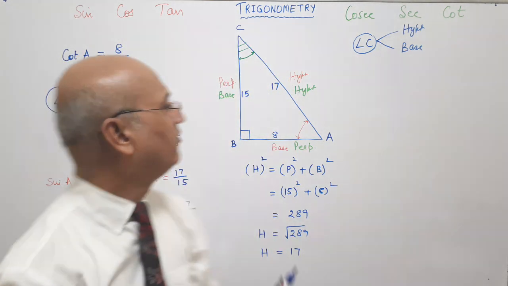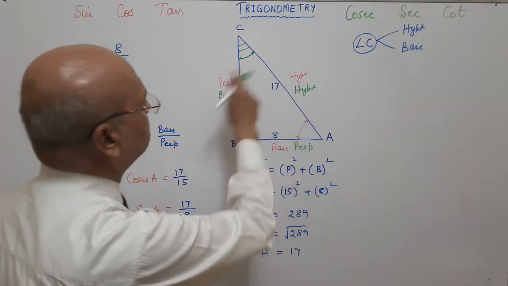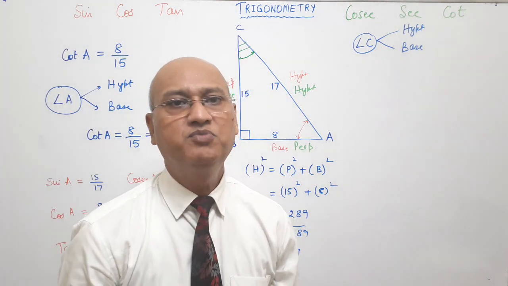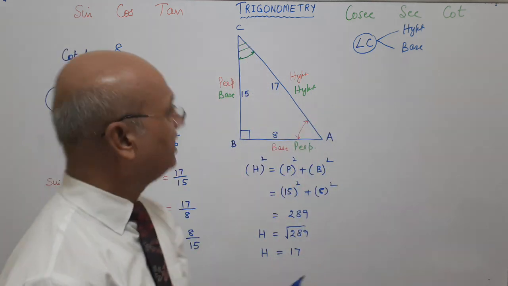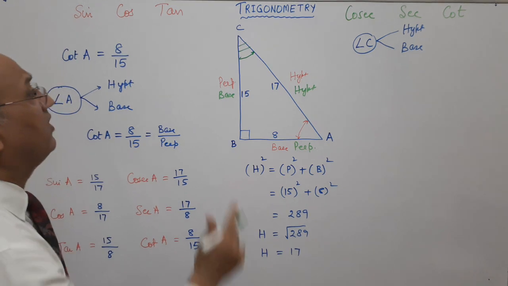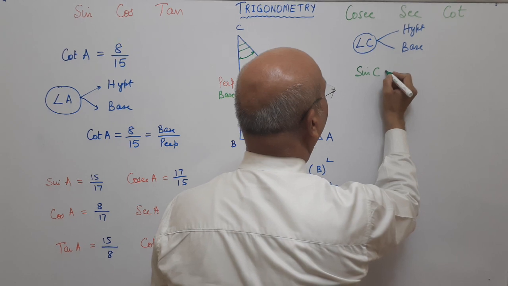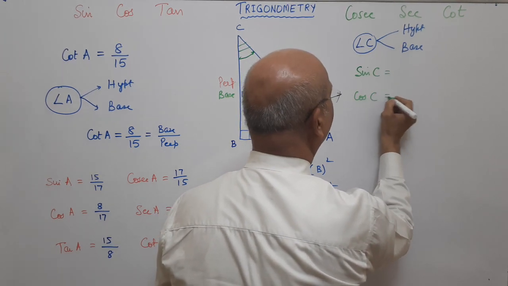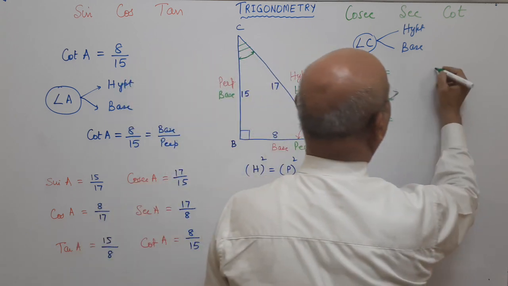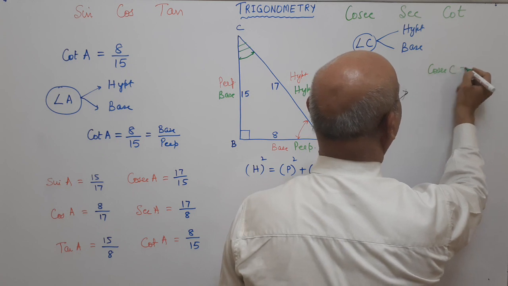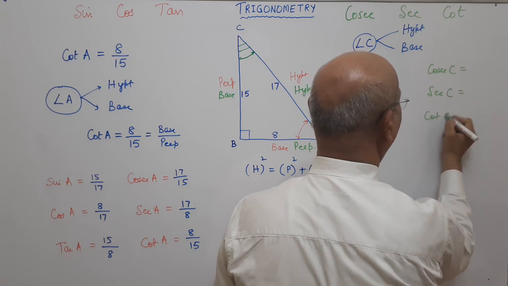I hope you have understood what is the criteria. Now when you are writing the values for this ratio, we are going to consider this green marker: hypotenuse, perpendicular and base, when you write the values for this angle C. Now again I write all these trigonometric ratios first. Sine C, cos C and tan C, and opposite is cosec C, sec C, and cot C.